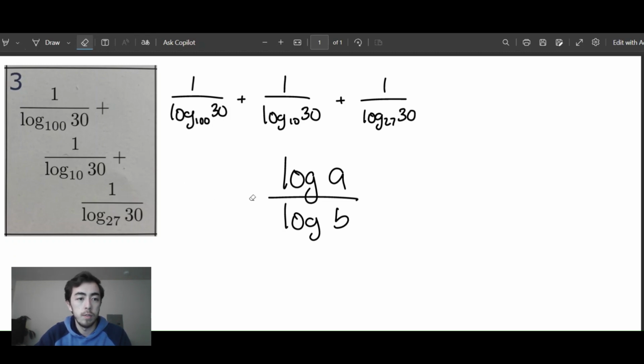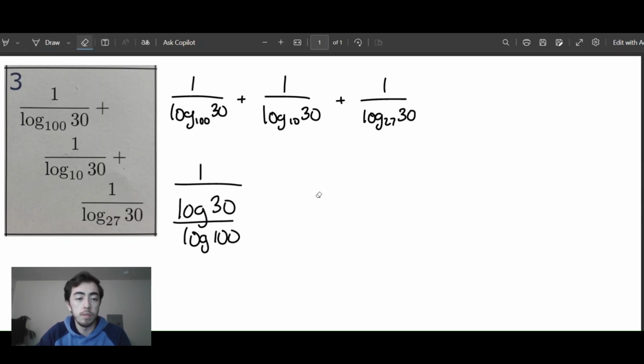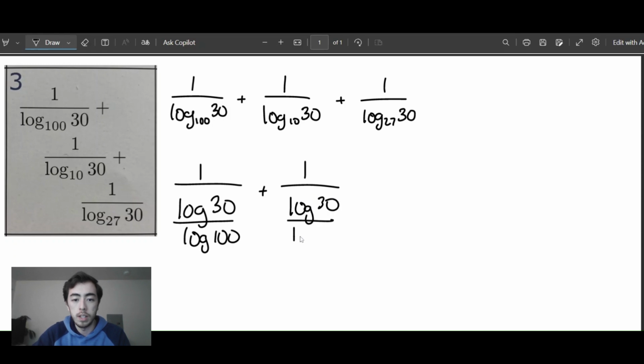So I'm going to have 1 over log of 30 divided by log of 100. And again, with this change of base rule, it's really convenient because you can pick any base you want. Well, let's assume log base 10. And then if I need a better base for the algebra steps later, I can pick any one according to the change of base rule. So this will be log of 30 over log of 10. And this will be 1 over, let's see, adding the fractions, log 30 over log 27.